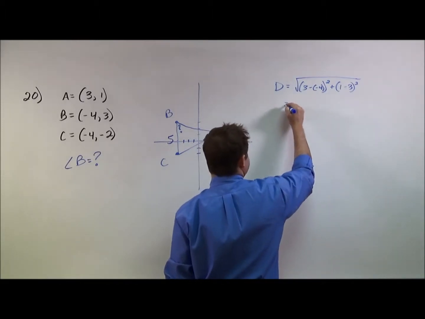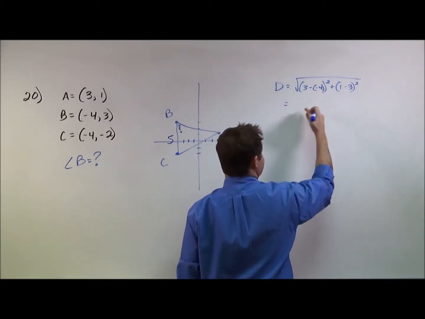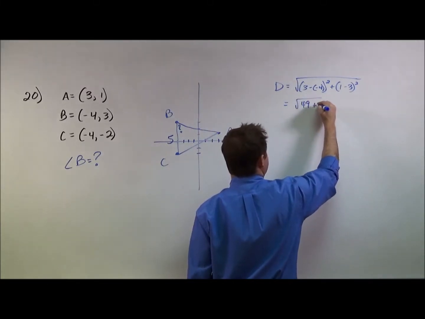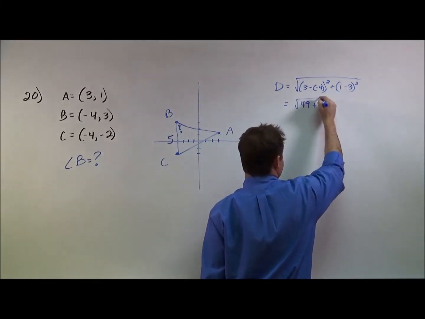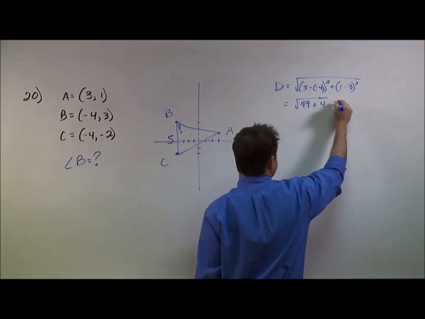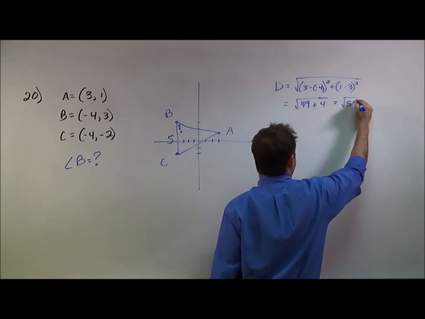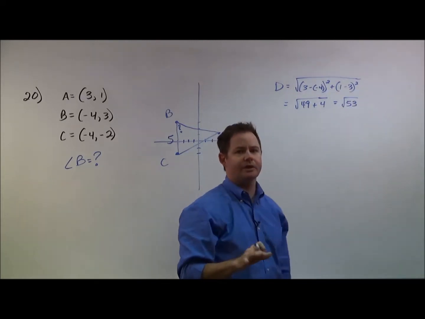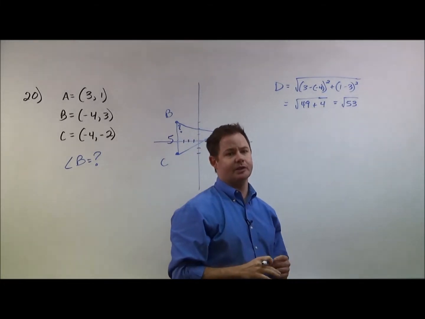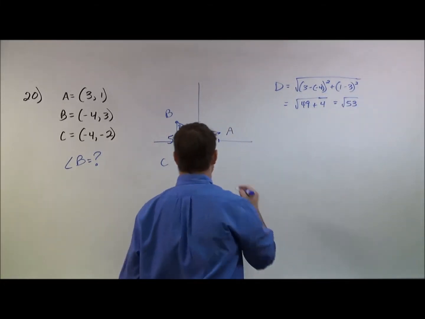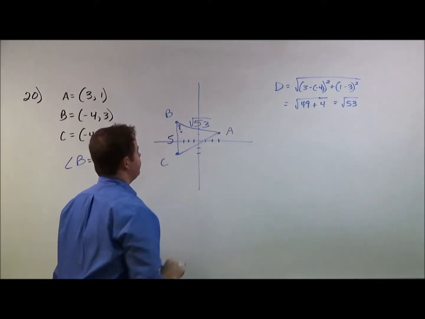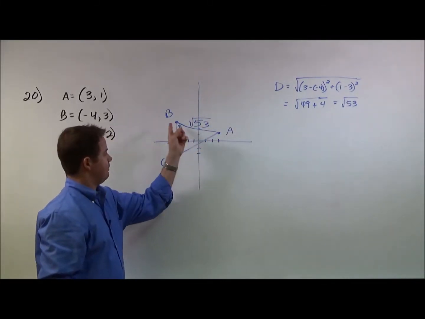Simplify this a little bit. 3 minus a negative 4 is 3 plus 4, which is 7. 7 squared is 49. 1 minus 3 is negative 2 squared is 4. So we have 49 plus 4. So the distance that we get will be square root of 53. And for right now, we can go ahead and leave that in square root terms. You'll see why when we apply it to the law of cosines. So this is radical 53 for this piece of our triangle for the side AB.